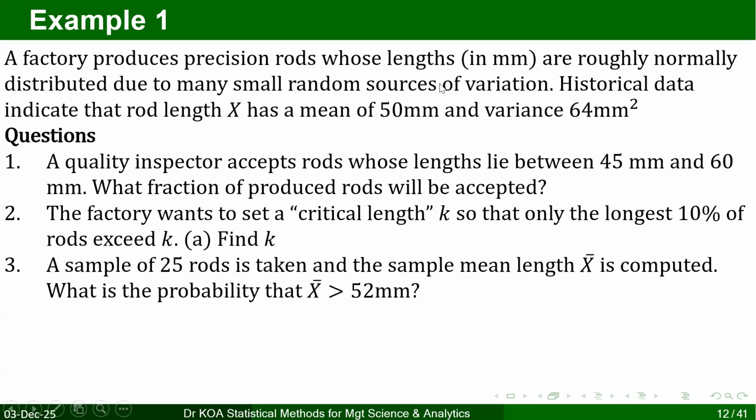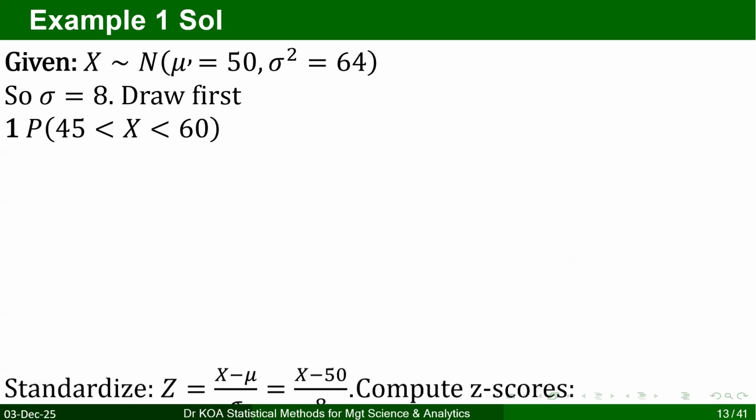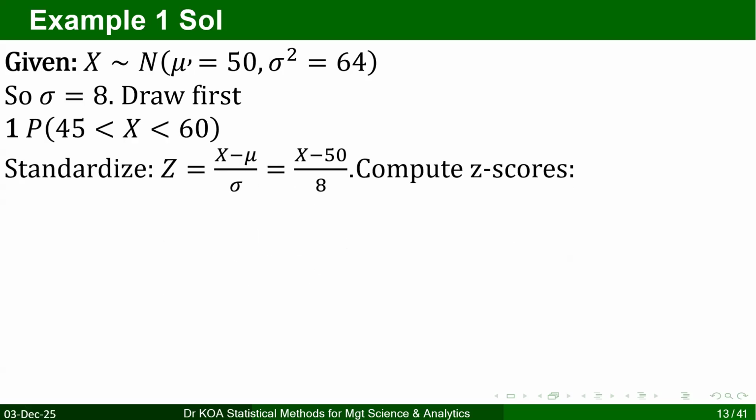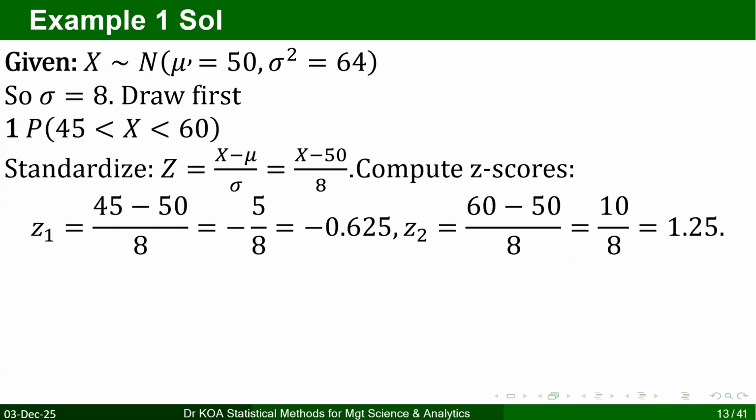Okay, so for question 1, we found for 45 and for 60. For 45, we got negative 0.625, and then for 60 we got positive 1.25. Yeah, and so we had to go and find in the Z table what lies between the two. So you went to the Z table and then you got what?